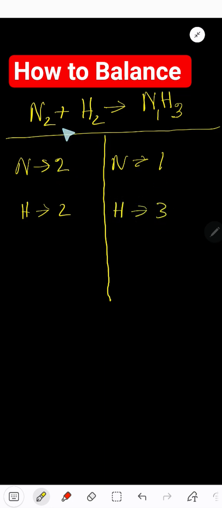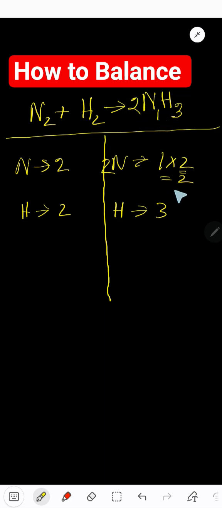To balance this reaction means balancing nitrogen and hydrogen. Here nitrogen is 2, here 1. To balance nitrogen, what you will do, just multiply here by 2, that gives you 2. If you multiply by something, that something must come before the atom, that is here. So this nitrogen has come from here, so you have to place this 2 as a coefficient.